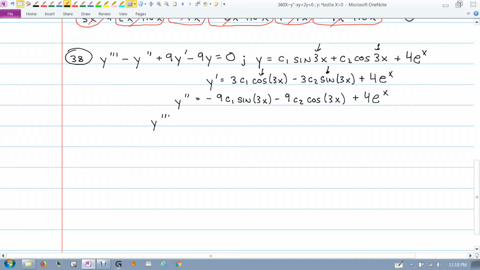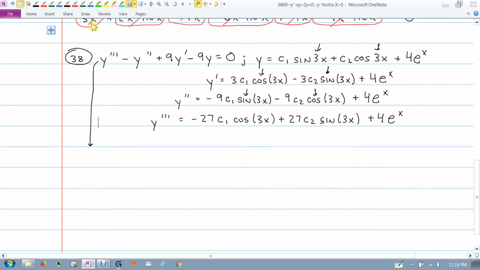Third derivative. Okay, taking derivative of sine, we will not have a sign change. A 3 will pop out though, so minus 27 c sub 1 cosine of 3x. And then this time we're taking derivative of cosine, so we do get a negative to pop out. That's going to make that a plus. And 9, that 3 pops out also, 27 c sub 2 sine of 3x. And we still have 4e to the x. All right, checking it all out. If we take this, which is all of that, shall I?